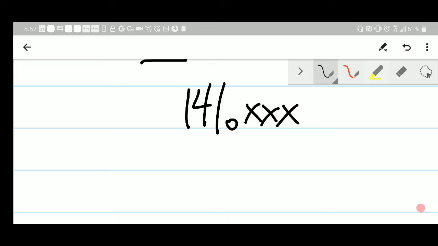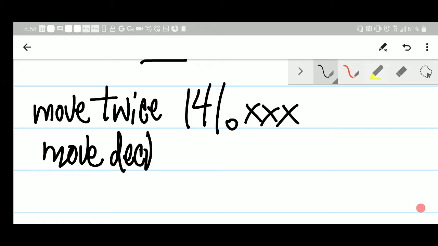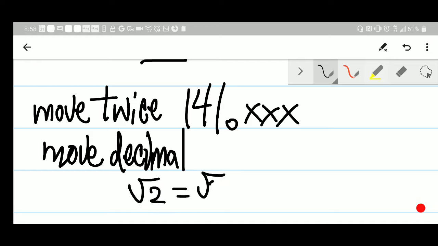But since we had to move twice, that means we have to move the decimal twice. We did 2 steps. Okay. First step, we said we went from square root of 2 to 200. That's 1.